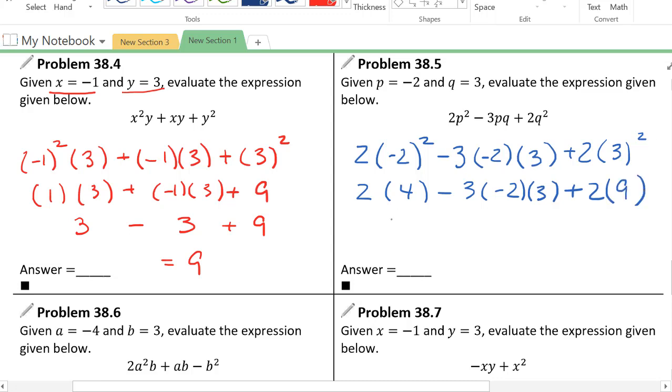Now I'm going to do the multiplication. This is going to give me 8. This is negative 3 times a negative 2, which is a positive 6, times a positive 3, which gives me plus 18. And then plus 2 times 9 is 18. If you work that out, let me just use my calculator: 8 plus 18 plus 18, you get 44. So this is equal to 44. Technically, you can put it on the calculator once you get up to here, and it should give you the right answer. Okay, let's go to the next one.